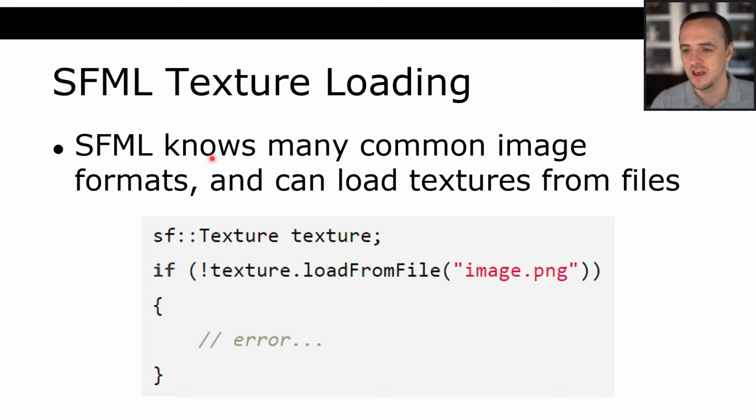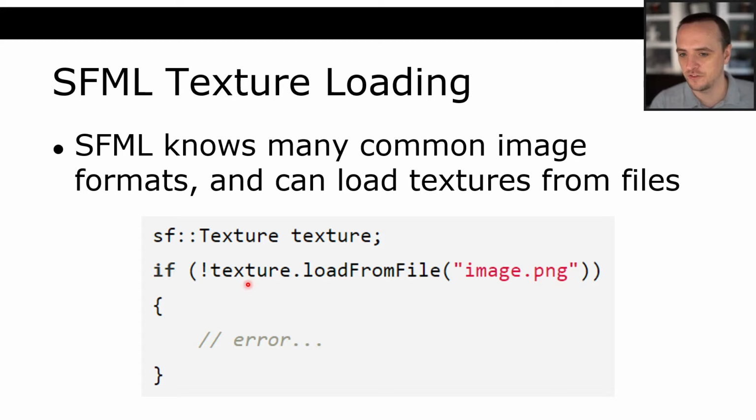SFML knows many common image formats, and it can load textures from files. It's excellent. It's good enough for this course, okay? So, how do we do that? Well, we can call sf::Texture. So, SFML texture, we give that a variable name, so that's texture. Then, texture has a function called loadFromFile.